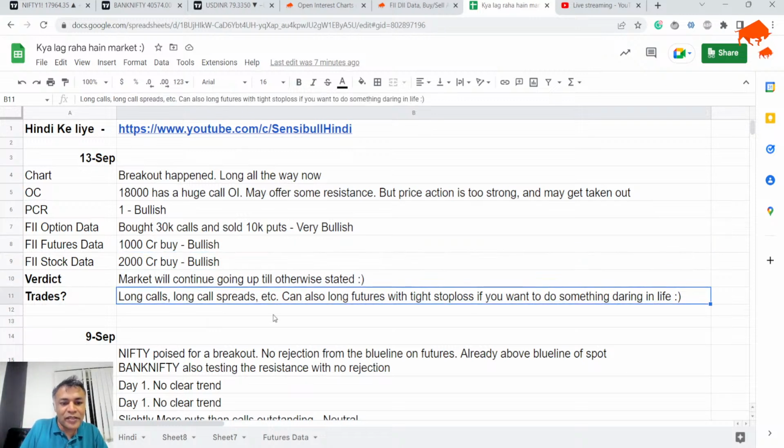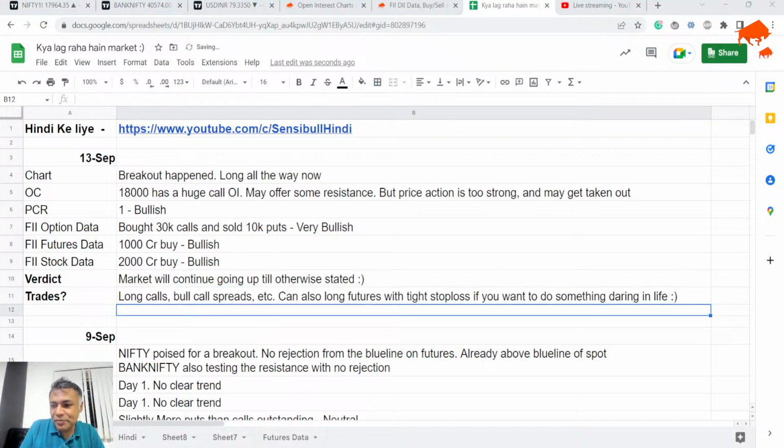So please don't be short. There will always be dips, but these are dips for you to catch to buy, right? Don't try to short and ride those dips. Try to catch those dips and be on the long side, right? So basically, if you are taking a trade now, it is long call spread, bull call spread, etc. Of course, you can also long futures with a tight stop loss if you want to do something very daring in life, right?